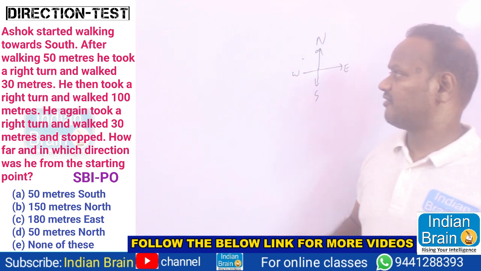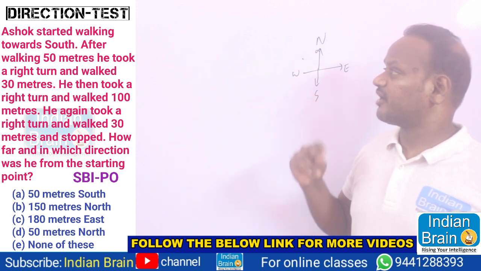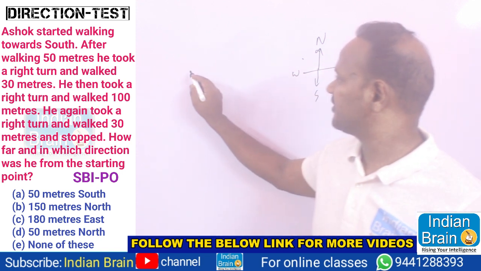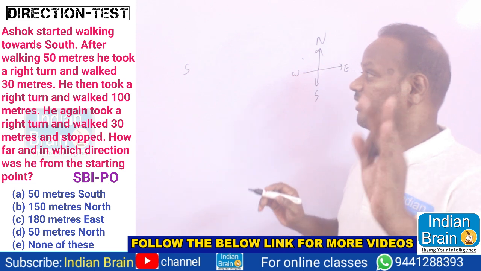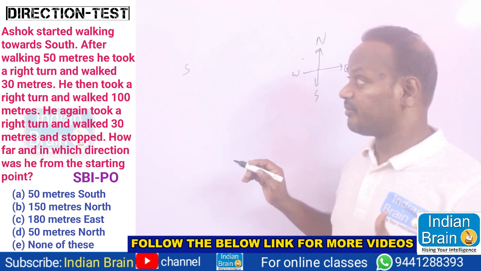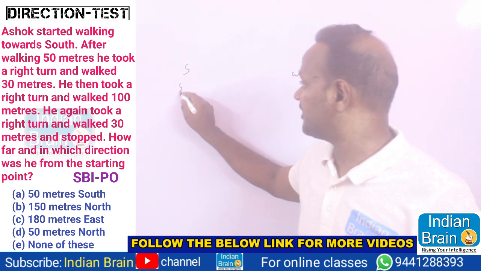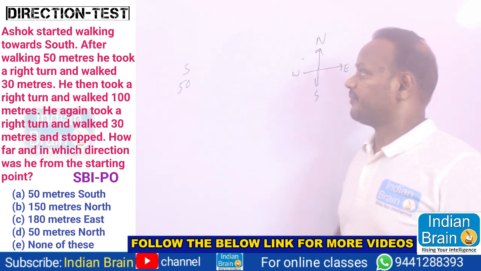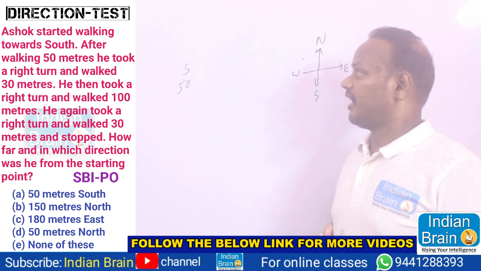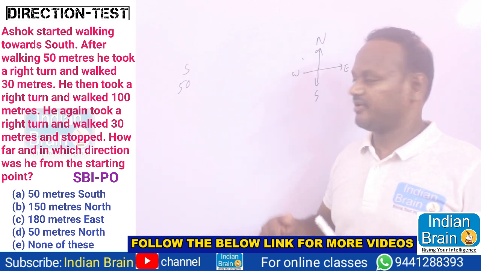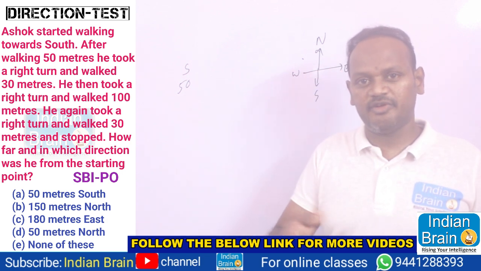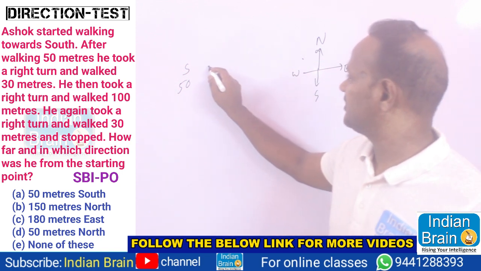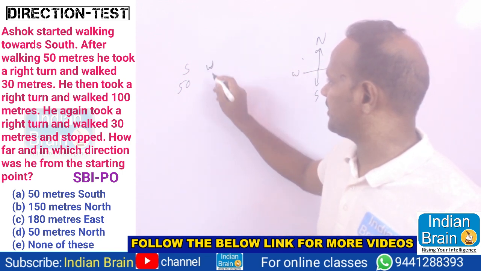Okay, fine. First of all, what is happening here? Ashok started walking towards the south. How many meters? South will be 50 meters. After that, what is the next story? He turned right. When going south, right will be west, right? Good. West, how many meters? West will be 30 meters.